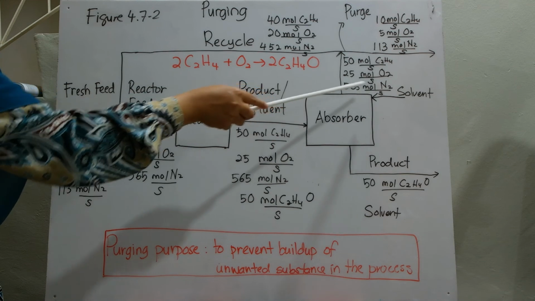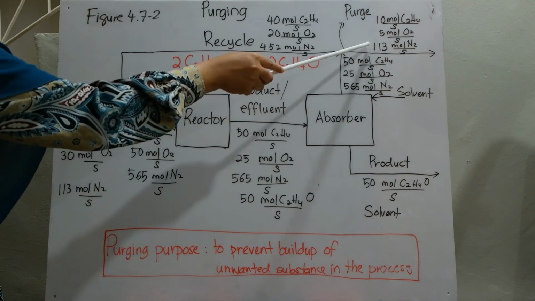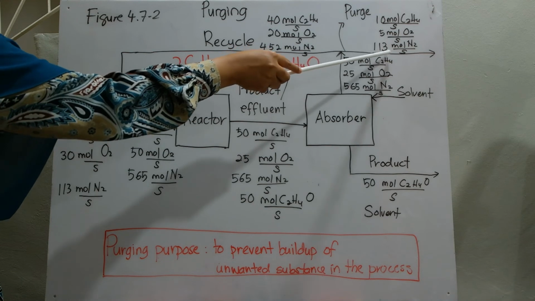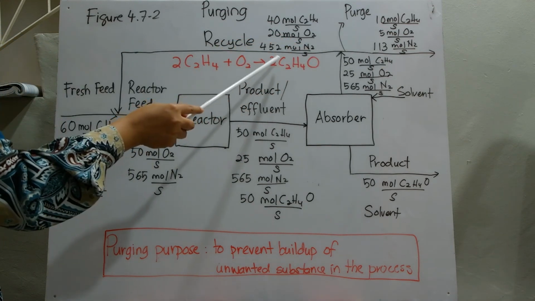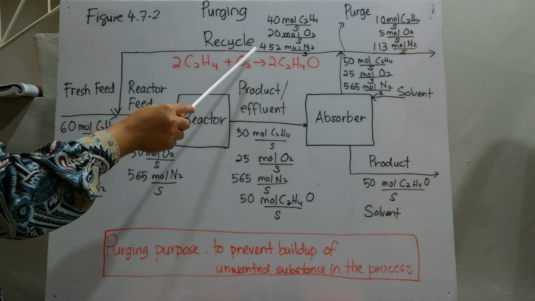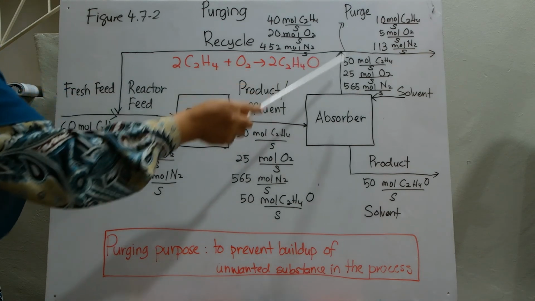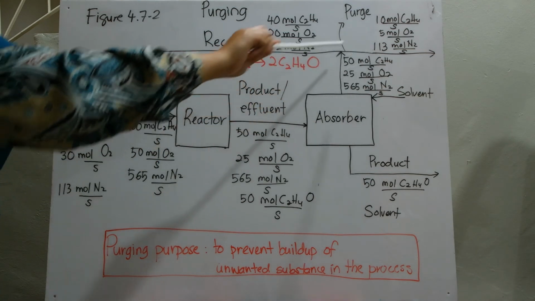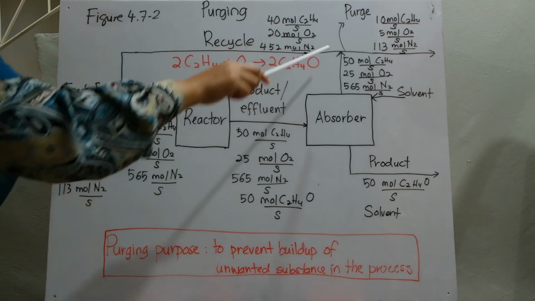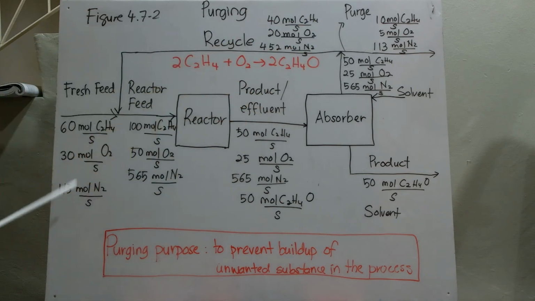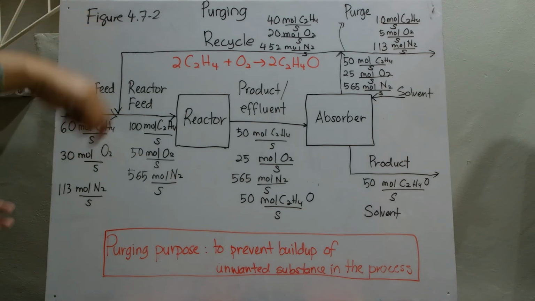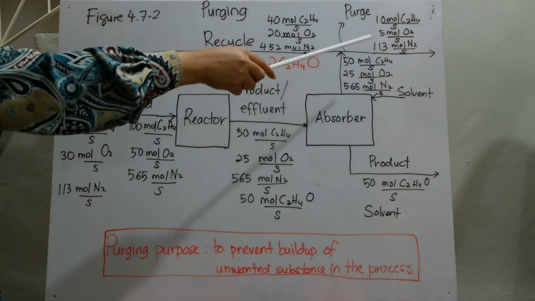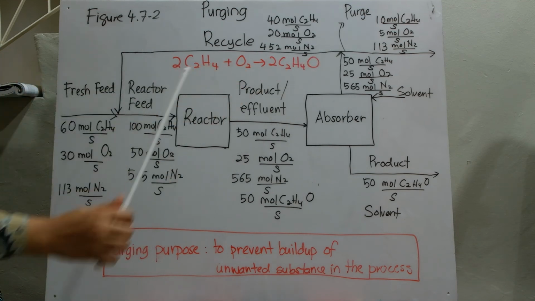And for nitrogen, 113 goes out, and 452 goes into the recycle. If we total up these two, it becomes 565. The number of the unwanted compound that we want to purge out must be equal to the number of the unwanted compound that goes in with the fresh feed. That means we have a continuous, same flow rate going out. So that's the concept that we need to understand.